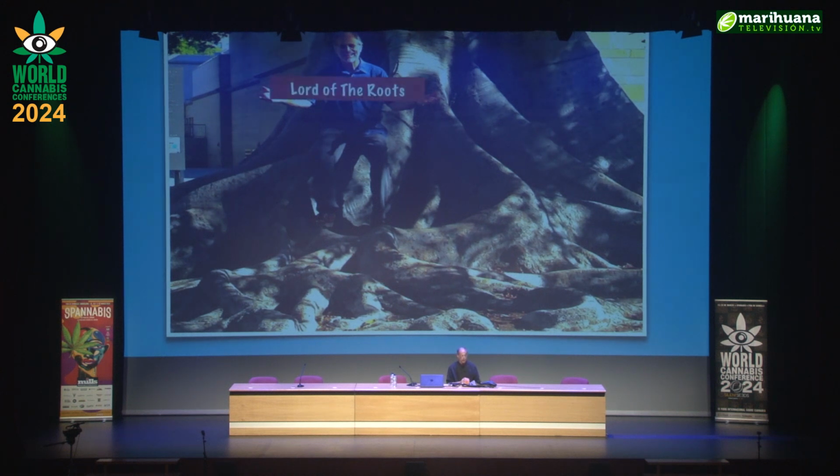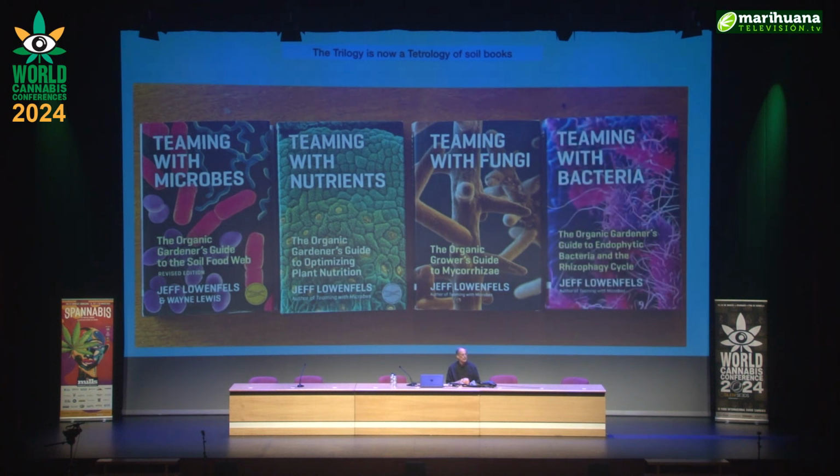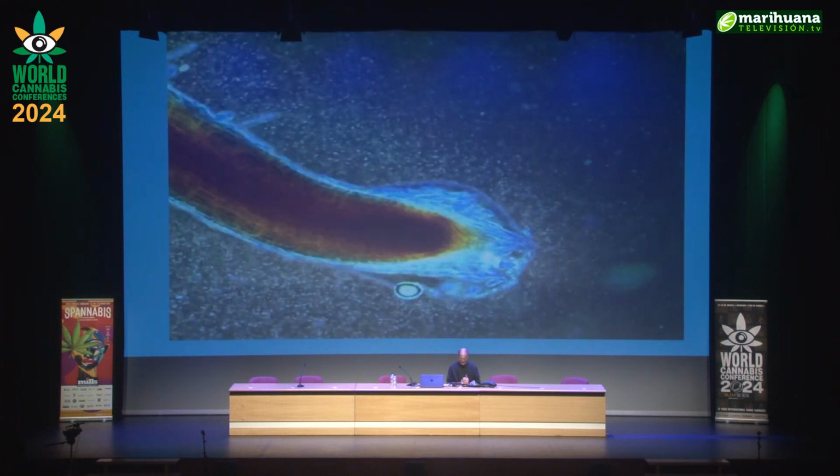I like to call myself Lord of the Roots because I used to have a trilogy of books. Now I've got a fourth book, which I'm going to really be concentrating on today, called Teeming with Bacteria. If you haven't read my books, this is the second one you should read, not the fourth one. All of the activity that a plant requires comes from the soil, and it starts as a result of the plant putting exudates out into the soil. And that blue area are exudates, and the dots around this root are bacteria.